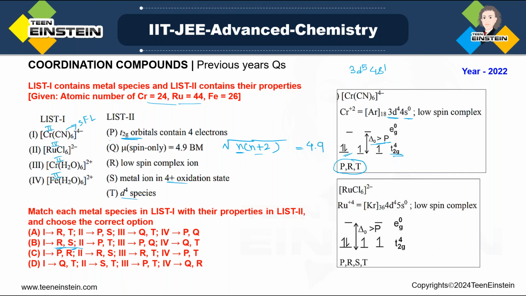Come to the next complex. So in this way you have to proceed. That is why I am explaining in this way. For the next complex, which is ruthenium, oxidation state 4 plus.